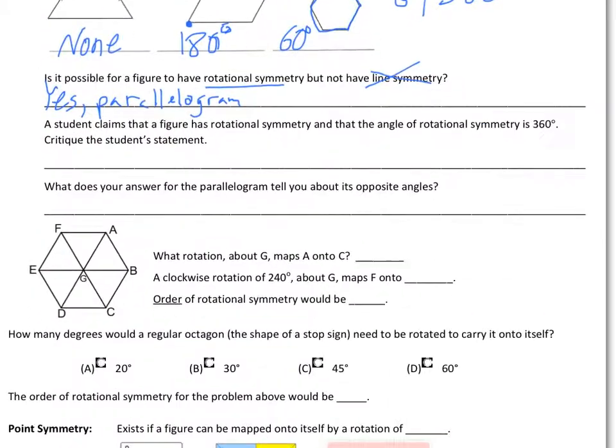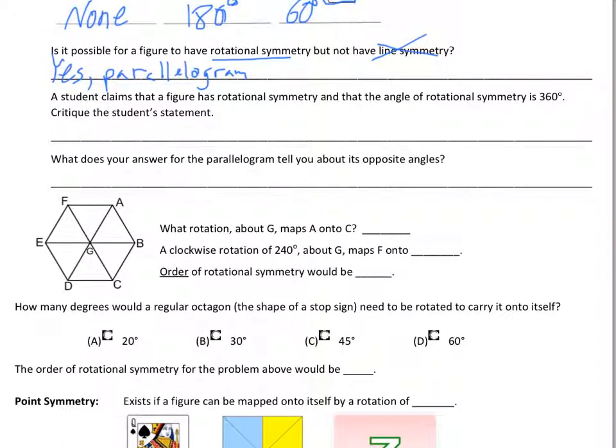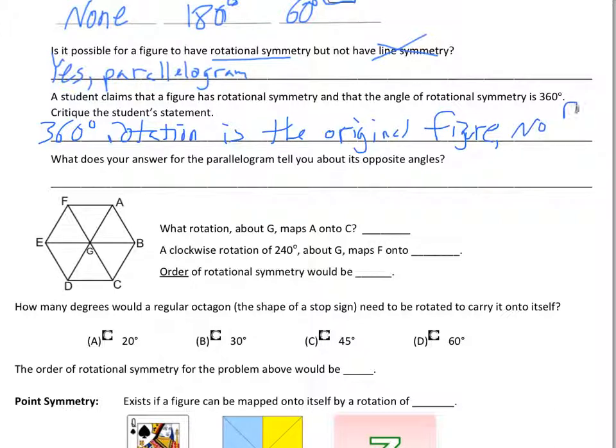Okay, look at the next question. A student claims that the figure has rotational symmetry and that the angle of rotational symmetry is 360. Basically, they're saying that they turned it 360 degrees, it mapped itself so it has rotational symmetry. Well, 360 degrees rotation takes it back. It is the original figure. Sorry about that spelling. Therefore, there is no rotational, I'll abbreviate that, symmetry. Again, it has to be less than 360 degrees.